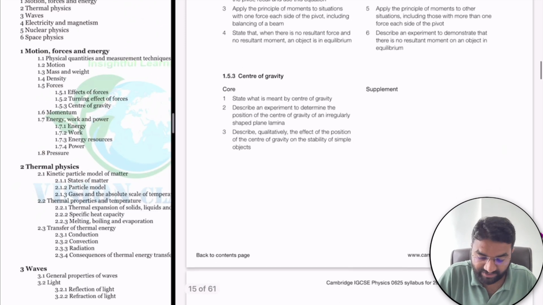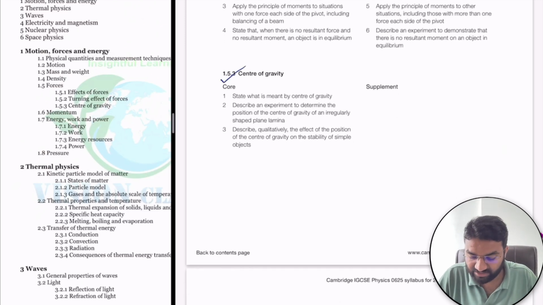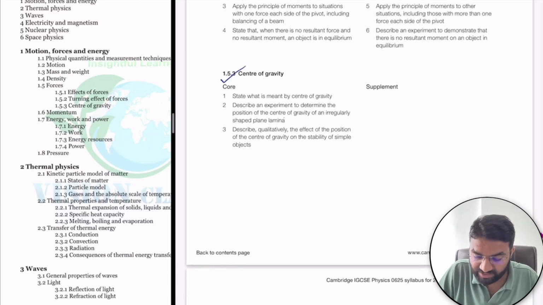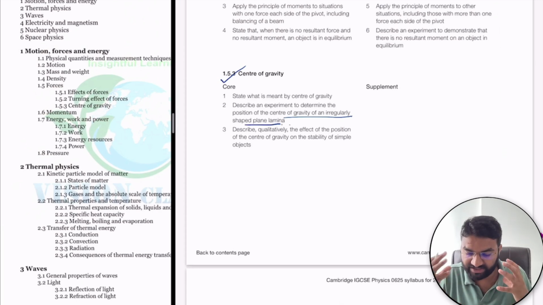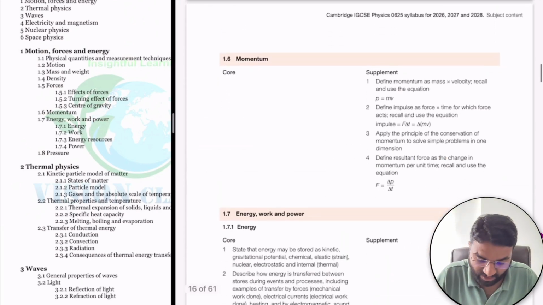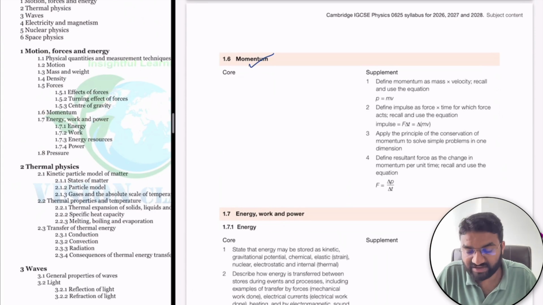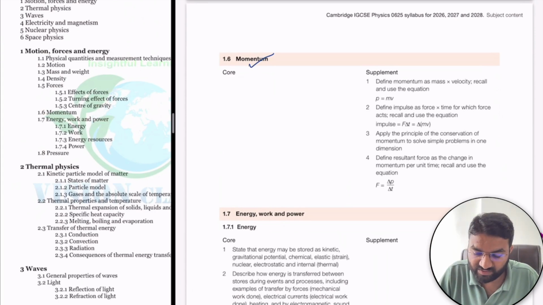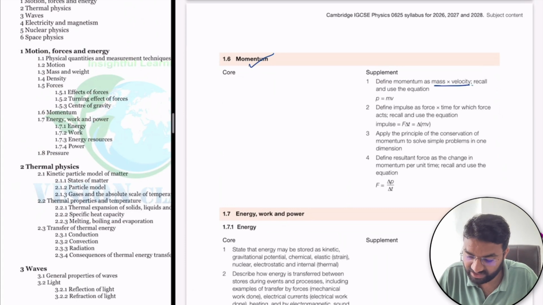Next, the center of gravity concept. So center of gravity, then center of gravity of an irregularly shaped lamina. We have to apply and solve the problem. Then next one is the momentum concept, more specifically a concept for extended students. What is momentum? Mass times velocity. And their concept, the principle of conservation of momentum.